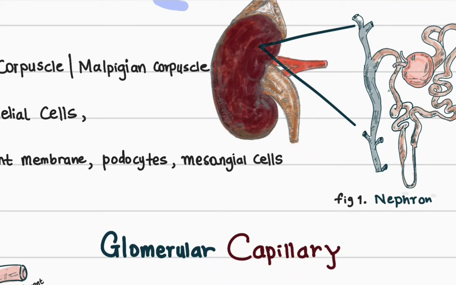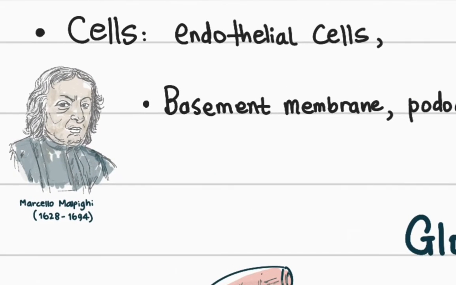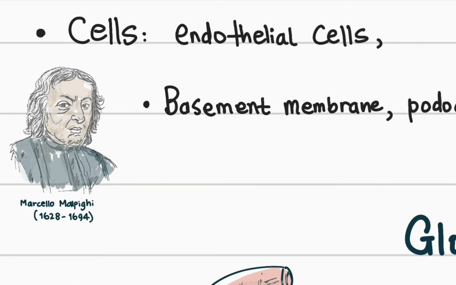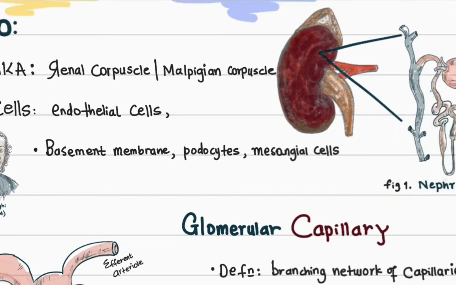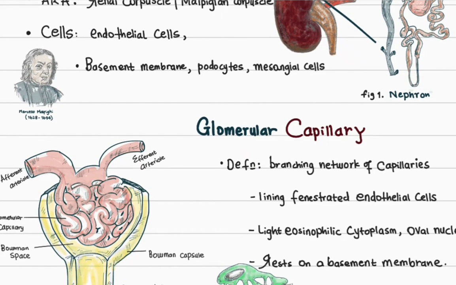So the glomerulus, you might find the term renal corpuscle or Malpighian corpuscle. Those are other names for the glomerulus. The Malpighian corpuscle is named after an Italian anatomist and histologist called Marcello Malpighi. The glomerulus has two structures in it. The first one is the glomerular capillary, and the second one is the Bowman's capsule.